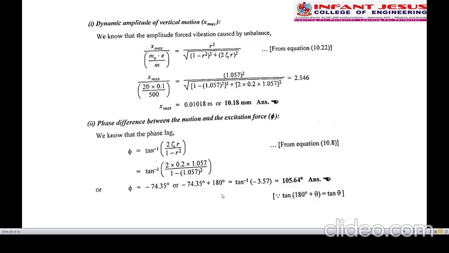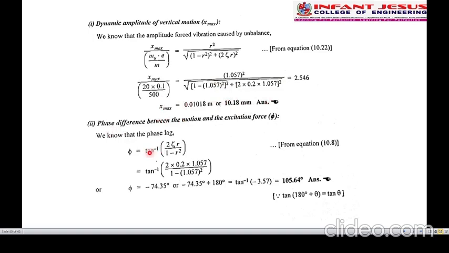First, the dynamic amplitude of the vertical motion is x max. The formula I have written is x max by (small m e by capital M). Substitute: 20 is small m, then e, then capital M, then r and zeta are substituted. So the answer for the maximum amplitude is 10.18 mm. This is the maximum amplitude, or we can say the displacement also.